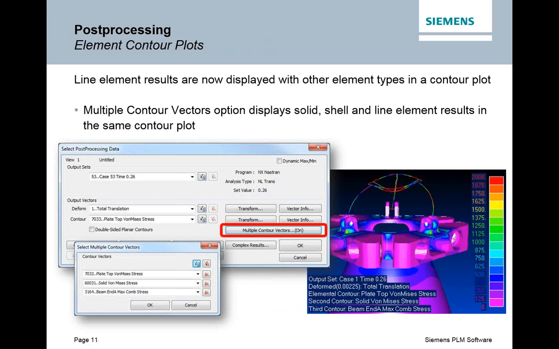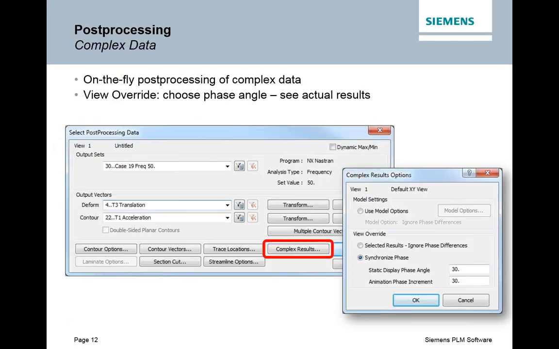It's been a long desired feature to display 1D, 2D, and 3D results simultaneously. In 11.2 you can do that now. Previously you were limited to two contour vectors, but now you can go ahead and get a third in there. So everything from bars, plates, solids, you can display the results of all at once, and that should allow for a more complete visualization of results for all element types. So that's a welcome addition for sure.